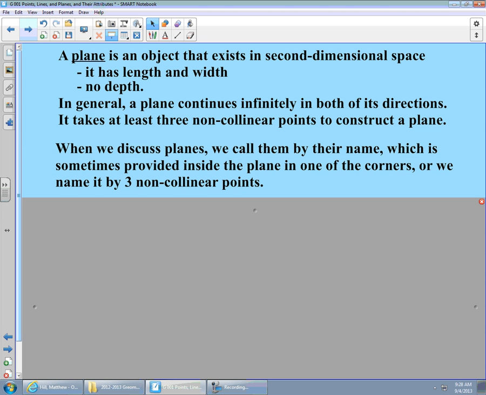As with everything else, when we discuss planes, we call them by their name. Sometimes they will name a plane for us, and they will name it by a capital letter that is somewhere inside of one of the internal corners of the plane, and I'll get to a diagram here in a second. Or we can name it by picking 3 non-collinear points from the plane.